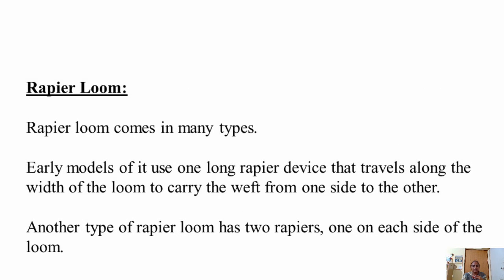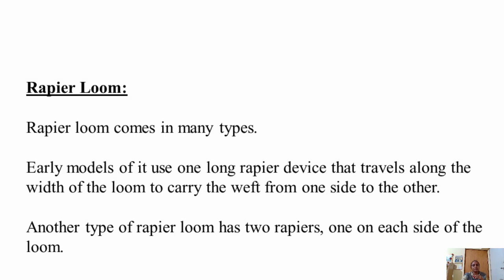Next is the rapier loom. What is a rapier loom? Rapier loom comes in many types. Early models use one long rapier device that travels along the width of the loom to carry the weft from one side to the other. Another type of rapier loom has two rapiers, one on each side of the loom.